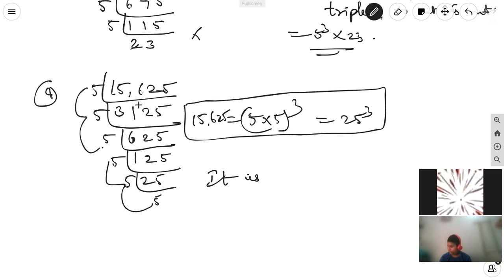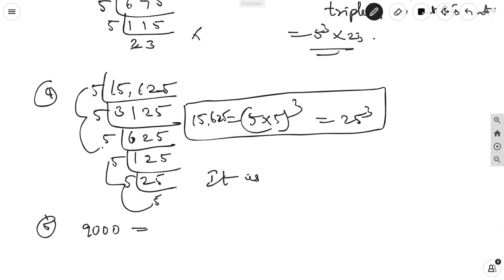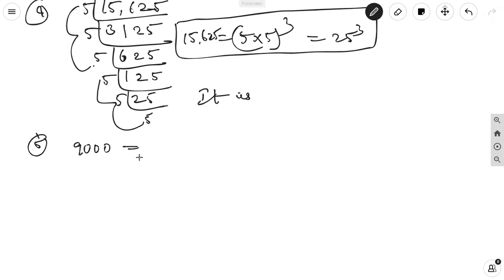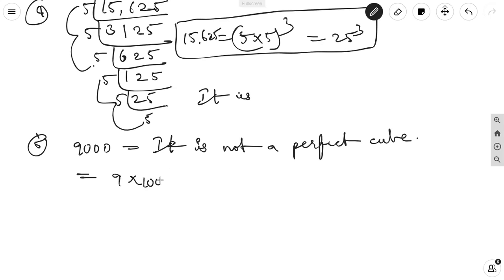Why? Because 125 is the triplet. Fifth one, 9,000. It is in zeros, but 9 is not a perfect cube. It is not a perfect cube. Why? Because it can be written as 9 into 1000, that is 3 square into 10 cube. So not in triplet.